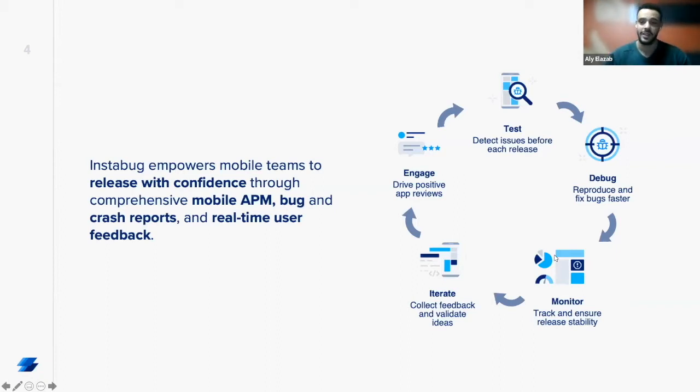Instabug really empowers mobile teams to release with confidence, and this is done through our different products. Through our different products, we provide our customers with the ability to report bugs, easily reproduce them, and ultimately solve them. We allow them to communicate with their customers and get feedback from them. We also allow them to receive crash reports and see the steps leading to that crash, along with the root cause of that crash, like the stack trace.